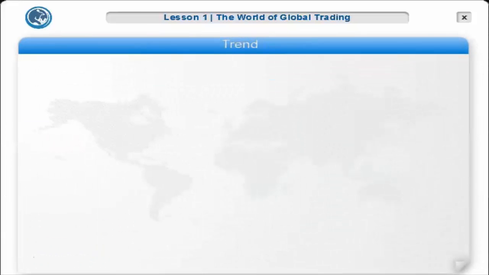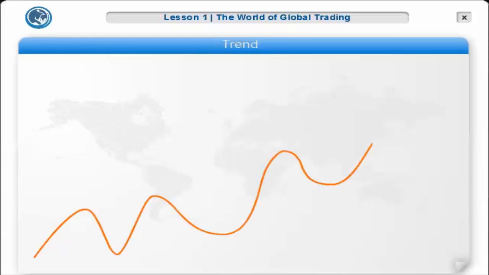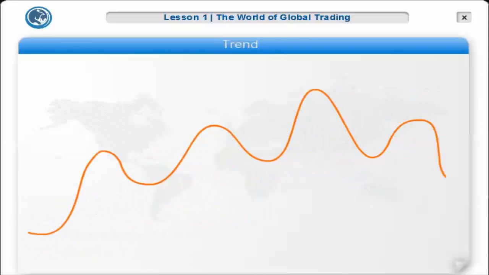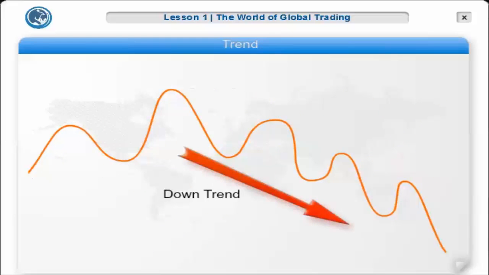The market moves in wave-like motions, rising and falling. When the market moves upwards for a certain period, it's called an uptrend. Similarly, when the market moves downwards for a certain period, it's called a downtrend. One of the most important tools in trading is the ability to identify the current trend in the market. We'll go into trends in more detail later on in the course.